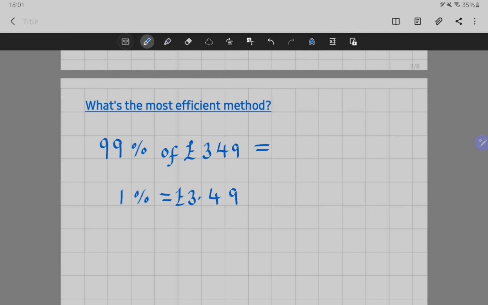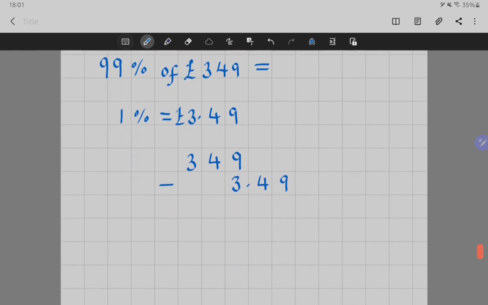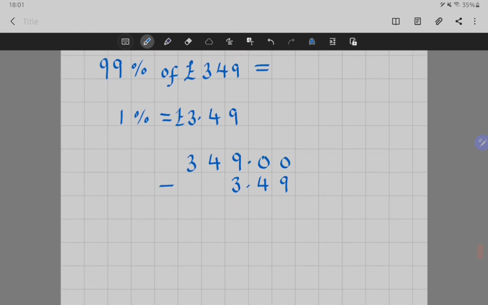So I'm going to take that away from my original answer. So I had £349 and I'm taking away £3.49. Really important you line your columns up correctly with this one. So I'm going to put in my zeros to help me. 0 take away 9, can't do. I'm going to have to do some stealing all the way over here. 10, and I'm going to steal again. 10 take away 9 is 1. 9 take away 4 is 5, decimal point. 8 take away 3 is 5, 4, 3.